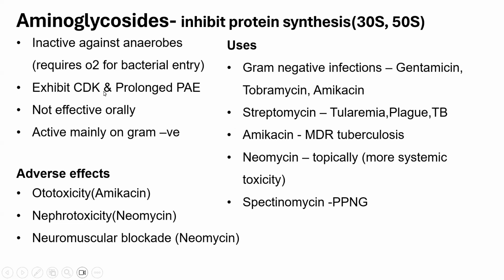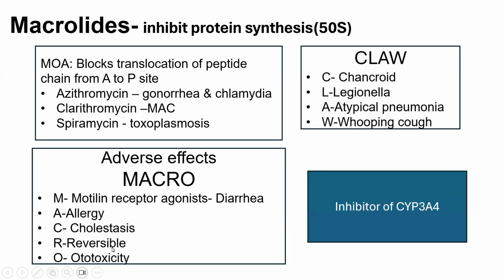So aminoglycosides are bactericidal, inactive against anaerobes because it requires O2 for its transport into the bacteria, mainly active against gram negative infections, and adverse effects are ototoxicity, nephrotoxicity, and neuromuscular blockade. So coming to next, macrolides. Macrolides, azithromycin, erythromycin are macrolides.